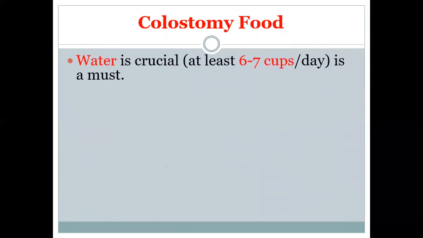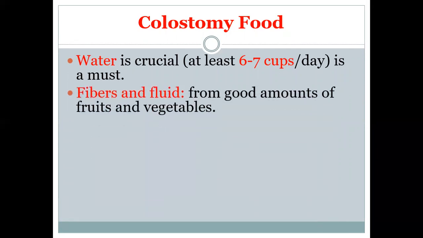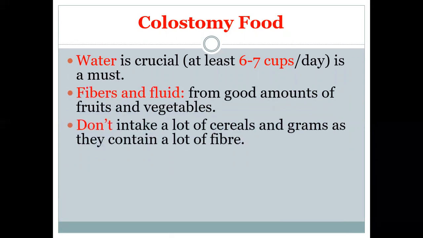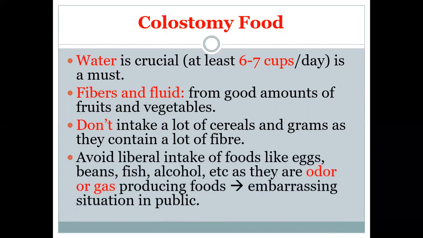What about the colostomy food? Of course, water is very crucial. At least 6 to 7 cups per day is a must. Fibers should be from good amounts of fruits and vegetables. Do not take in lots of cereals and grains as they contain lots of fiber. It will make the stool very bulky and may be very difficult to exit the stoma. Avoid liberal intake of foods like eggs, beans, fish, and alcohol because they make odor and make gas, and they will be embarrassing for the patient.